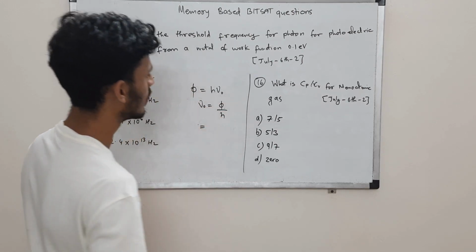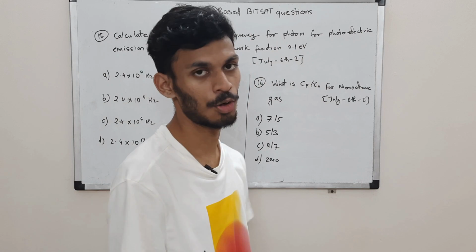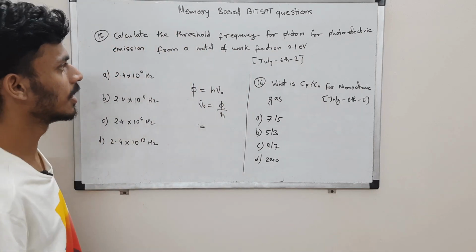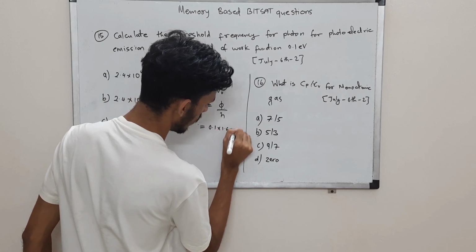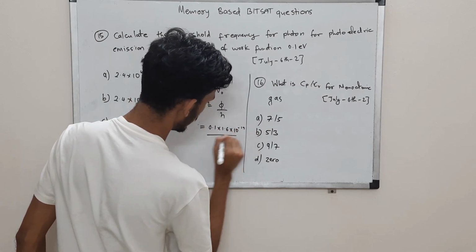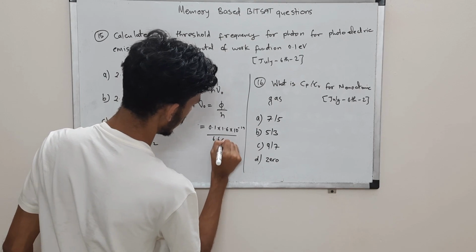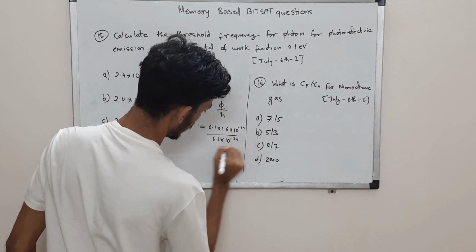The only catch over here is that phi is given in electron volts. You'll have to convert it to joules. So for that you'll have to multiply by 1.6 into 10 to the power minus 19, and h value you should know, 6.6 into 10 to the power minus 34.